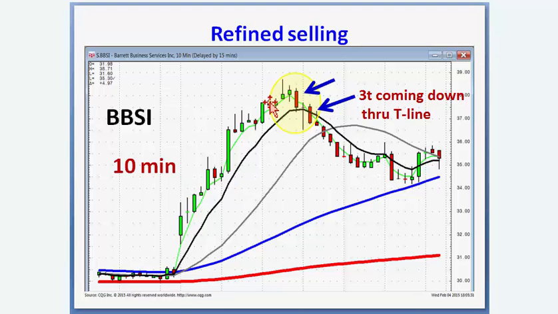If I was long, I'm waiting to see whether they're going to do a J hook or whether they close below the T line. When they close below the T line, I take my profits. That's on an intraday basis.